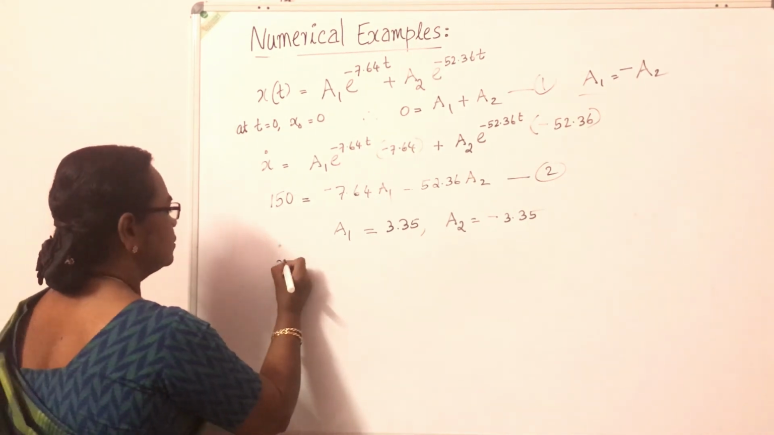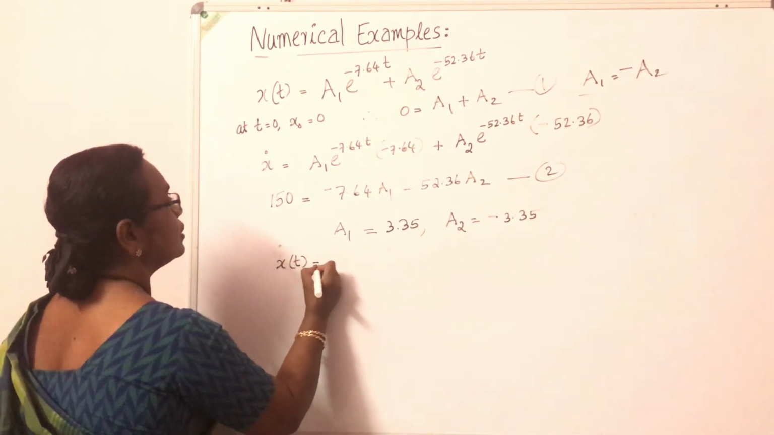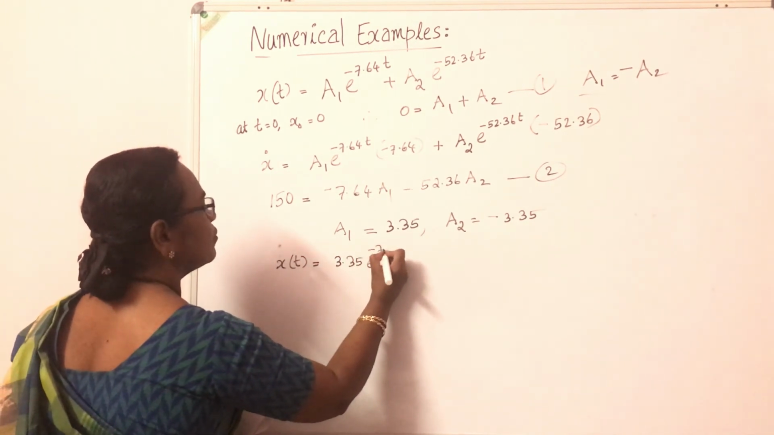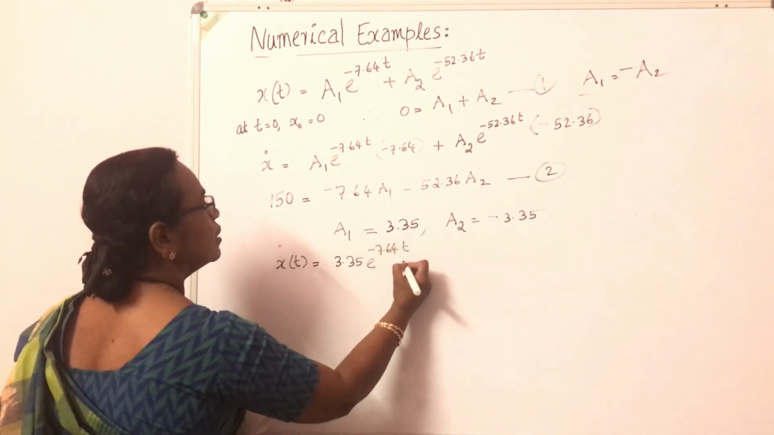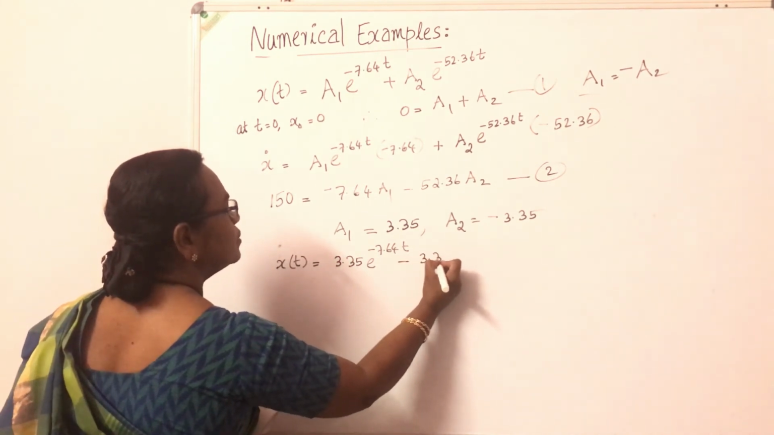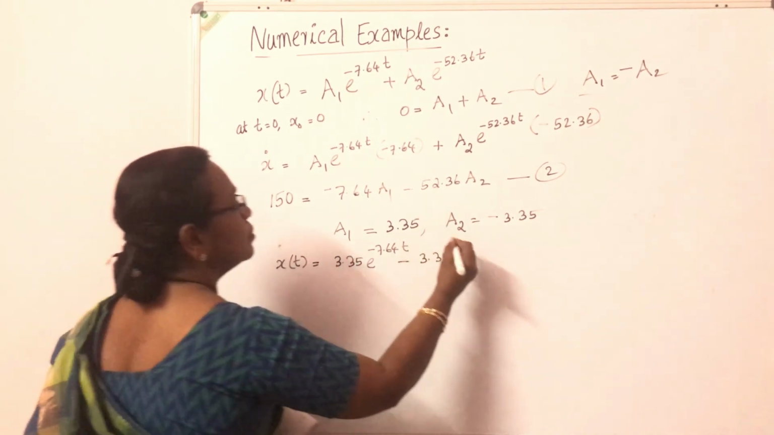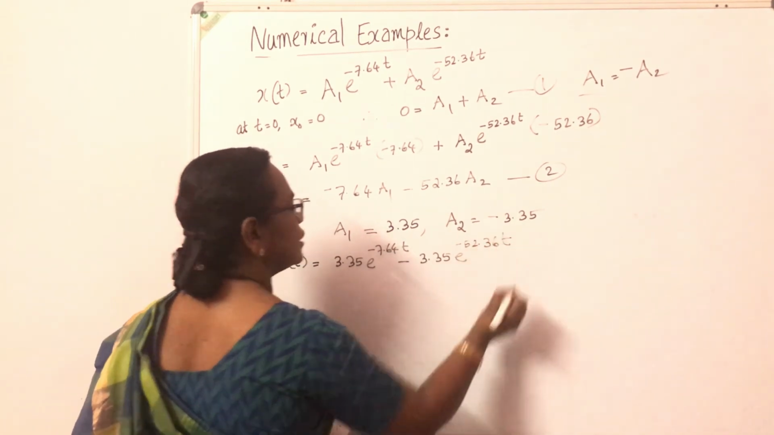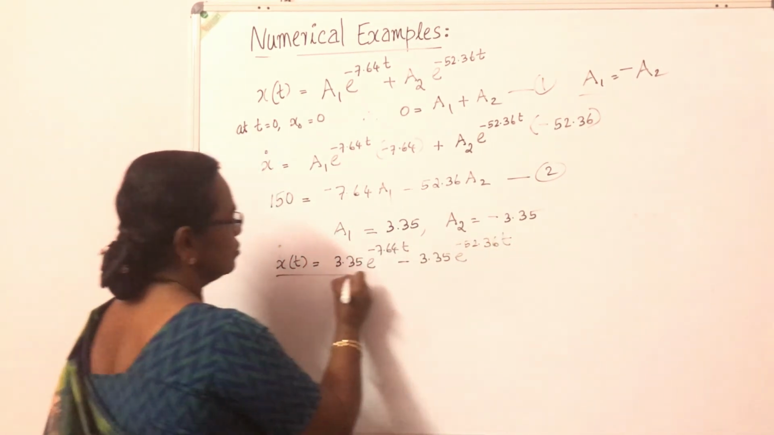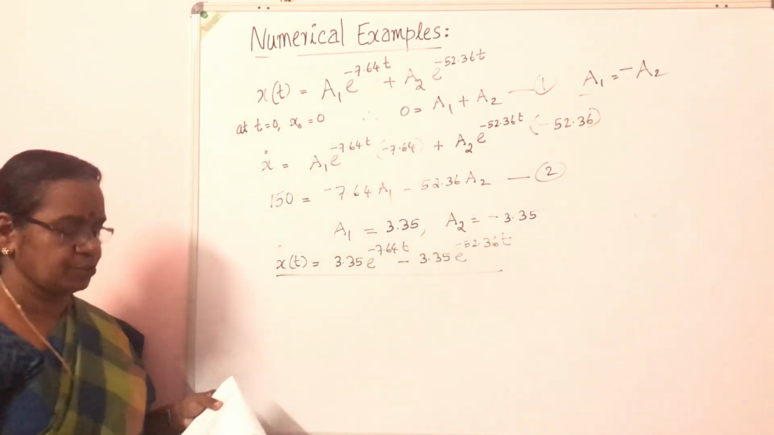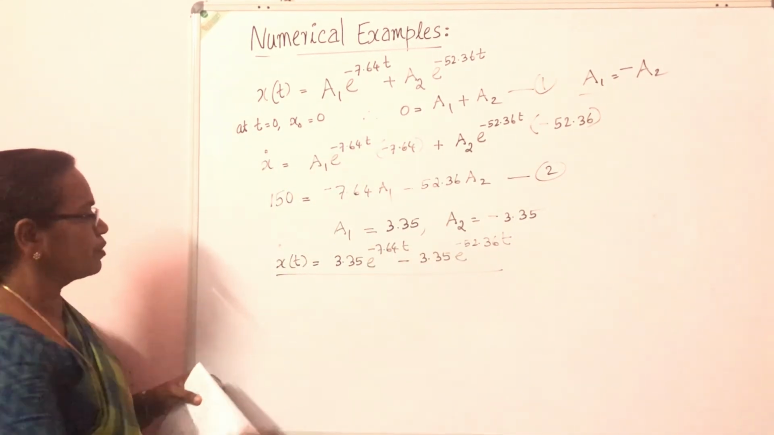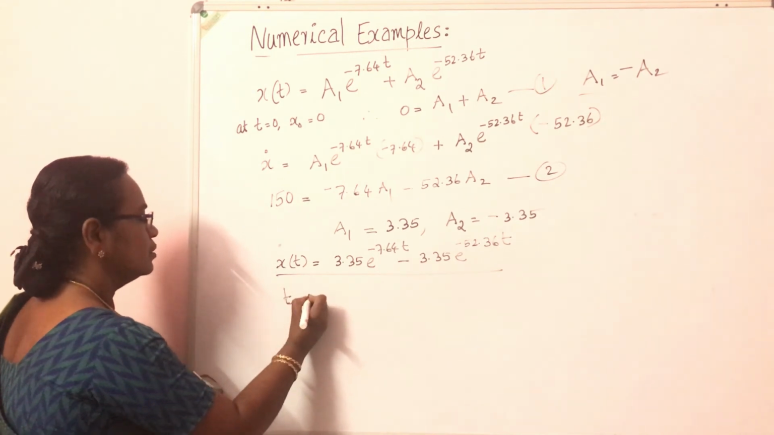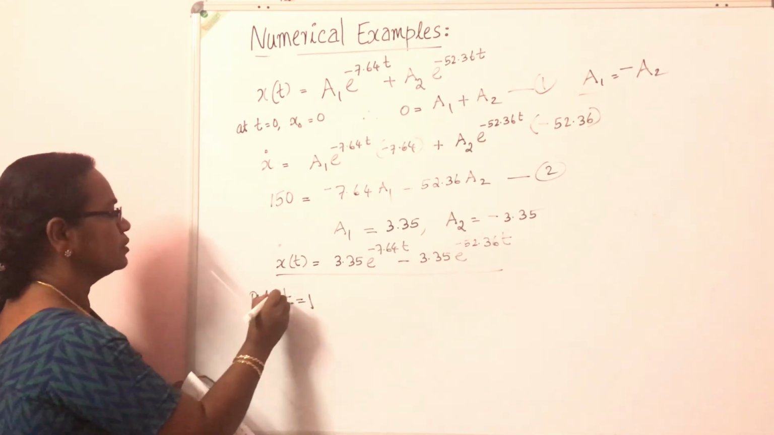So the equation is x at any time is equal to 3.35 e raised to minus 7.64 t minus 3.35 e raised to minus 52.36 t. This is the final solution or the equation of motion. Now we are asked to find out the displacement at 1 second. So put t is equal to 1 in this expression.